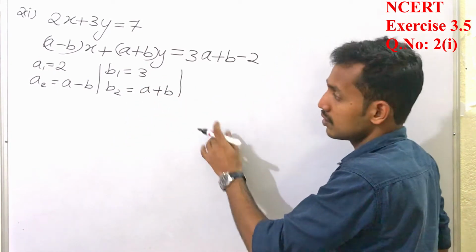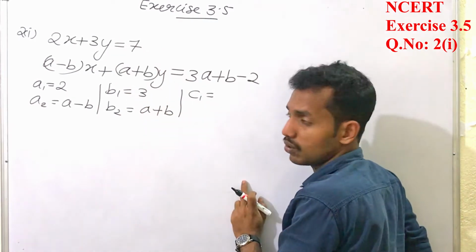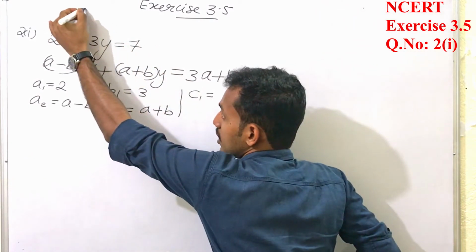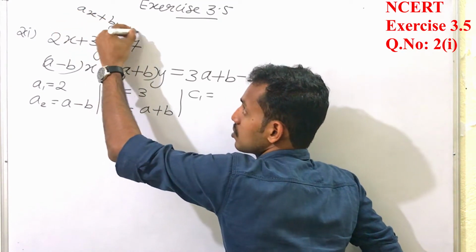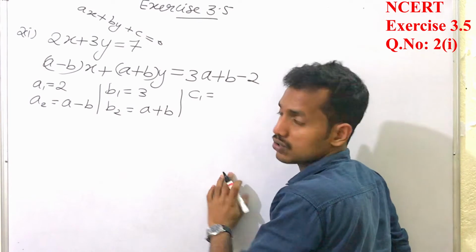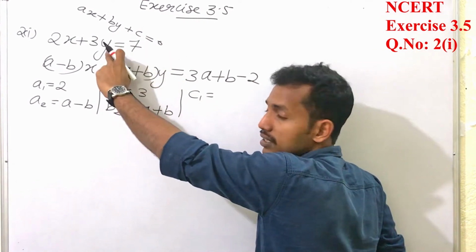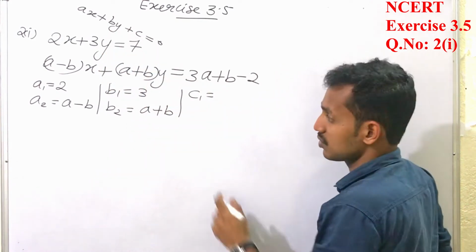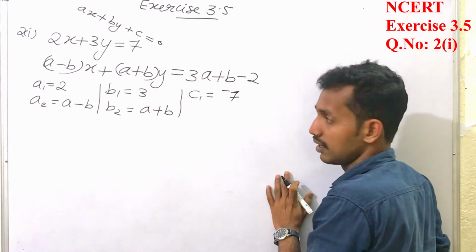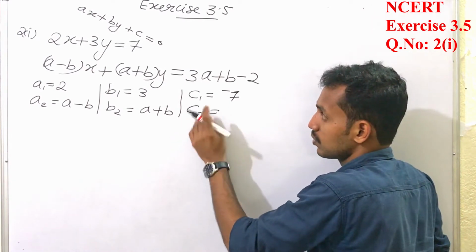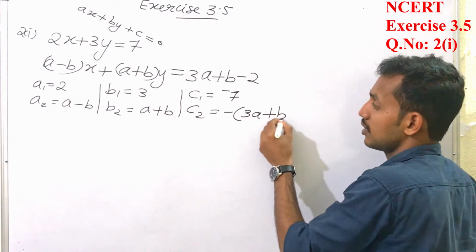And C1 is equal to minus 7, because what is the standard form of linear equation? ax plus by plus c is equal to 0. So when we take this 7 to the left side, it will be minus 7. So C1 is equal to minus 7. It's very important to write minus 7. Clear? Similarly, C2 is equal to minus of (3a plus b minus 2).